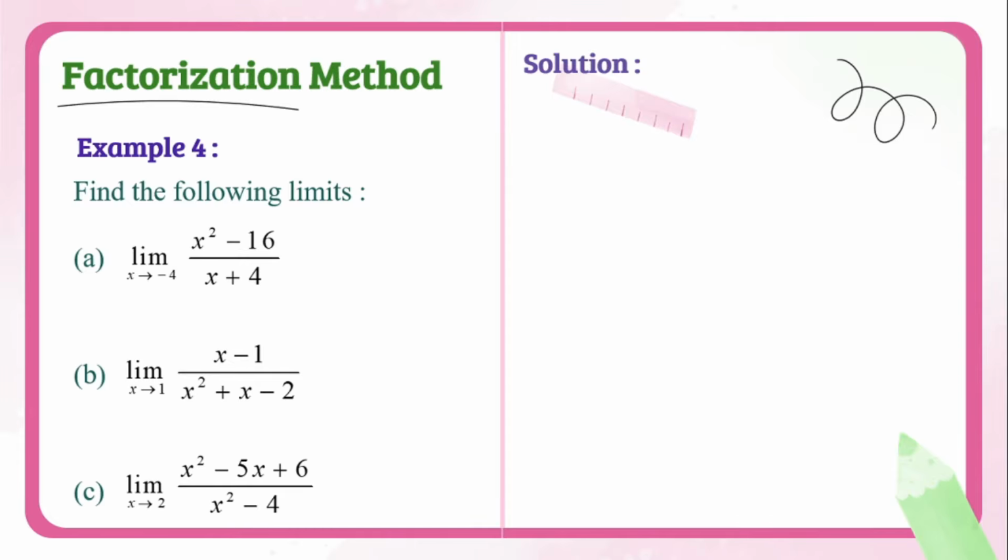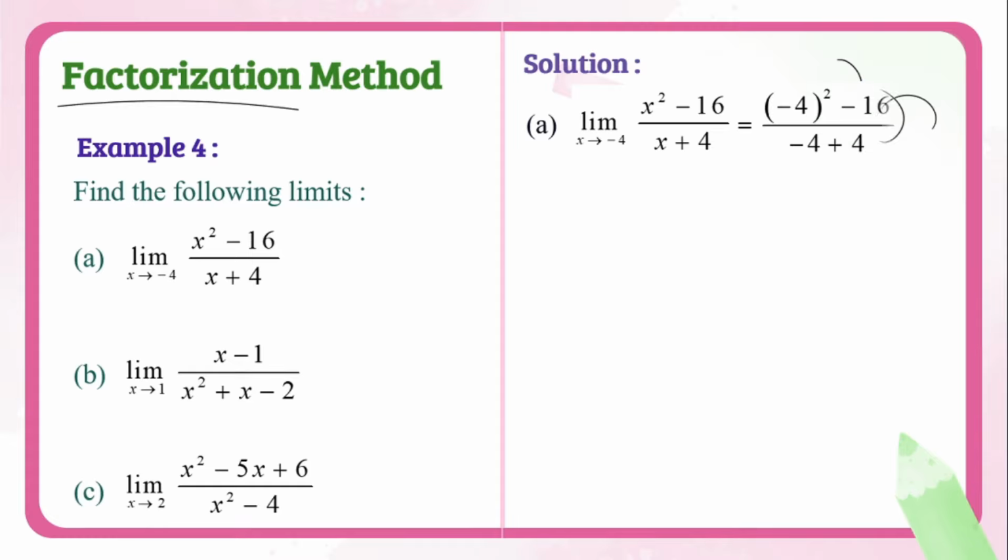Example 4. Find the following limits. We are given 3 limits with rational functions. Let's try example 4a. The limit of x squared minus 16 over x plus 4 as x approaches negative 4. Firstly, we try to substitute negative 4 into the function. And we can see we get 0 over 0, which tells you to move on to the other method.